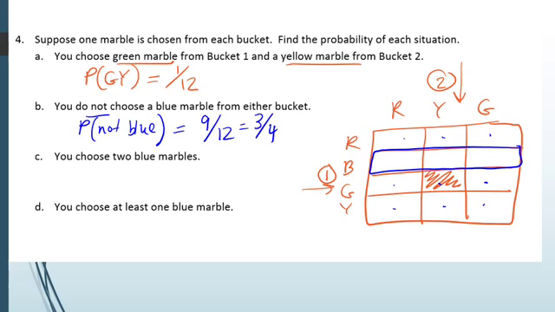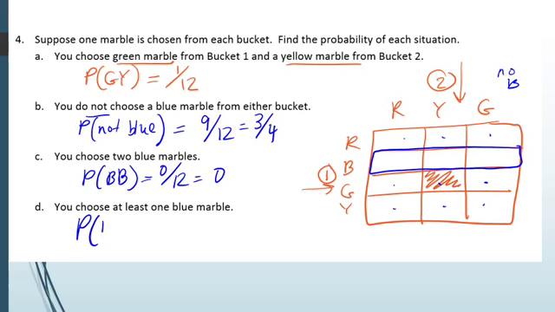What's the probability of choosing 2 blue marbles? Well, you may be noticing that there's no blue at the top here. And so I can only get a blue and a red, a blue and a yellow, and a blue and a green. I can never get a blue and a blue. So the probability of getting 2 blue is 0 out of 12, or simply 0. That's an impossible event.